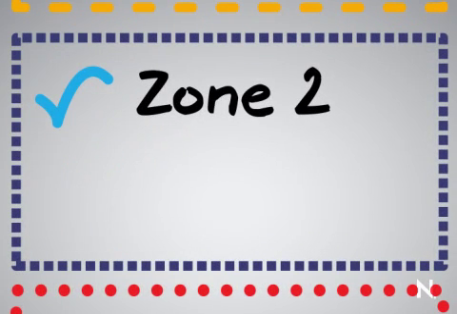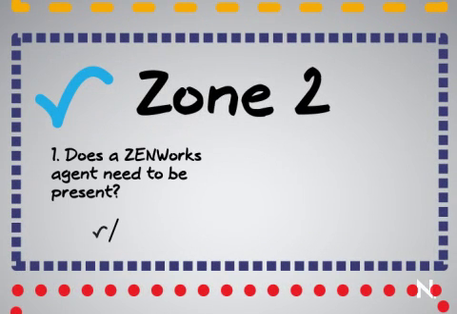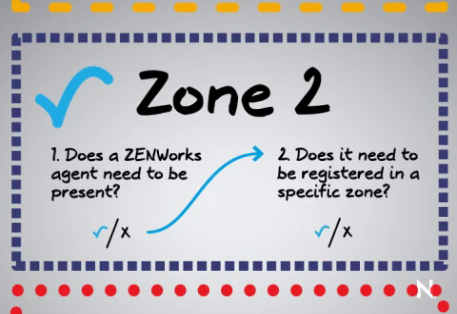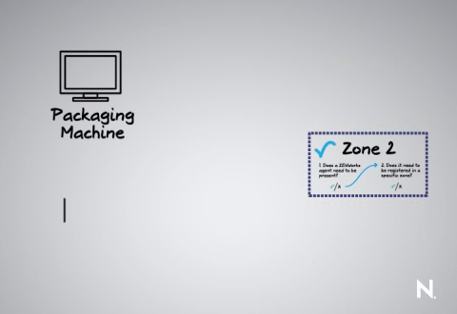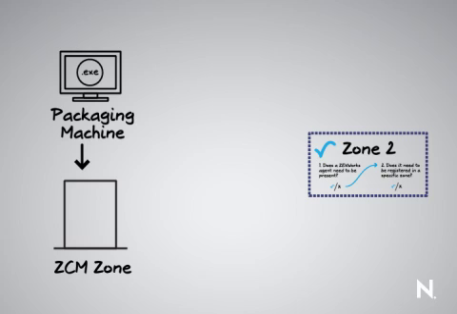Essentially, there are two things you can specify there. One, does a ZENworks agent need to be present? And two, does it need to be registered in a specific zone? If you select a specific zone, then the packaging machine will actually request credentials and connect to the ZCM zone, where it will discover the ZCM zone's GUID and embed that into your virtual application.